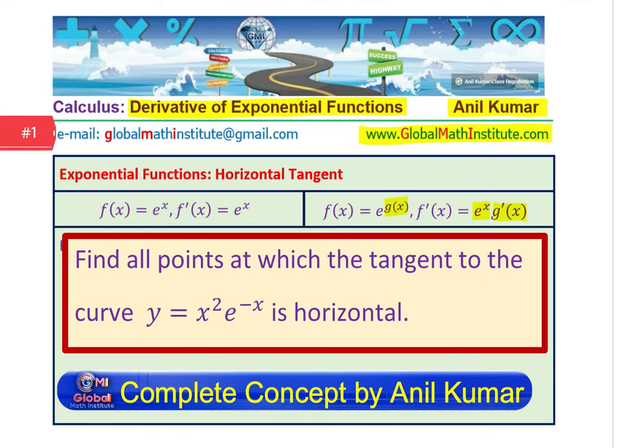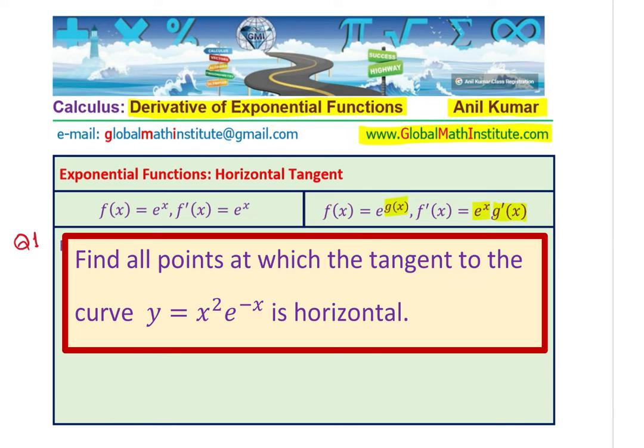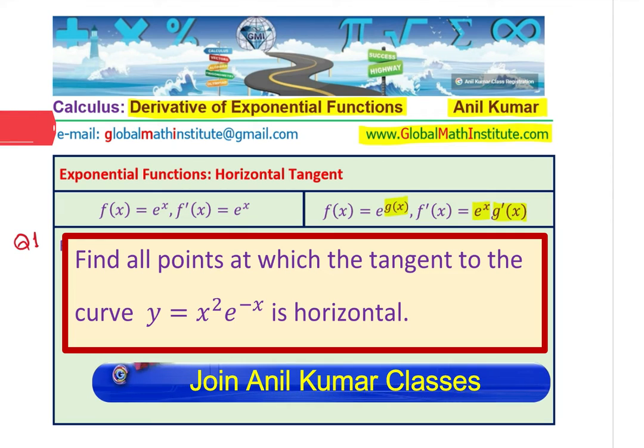Now, we have a test question here. Let me call this our question number 1. Find all points at which the tangent to the curve y equals x squared e to the power of minus x is horizontal. I would like you to pause the video, answer this question, and then look into my suggestions. We'll provide a complete solution of this in this video.